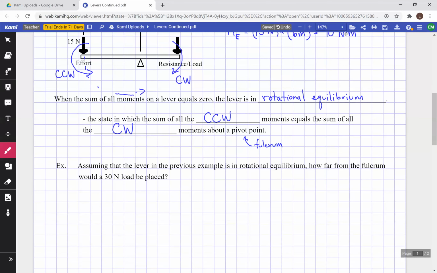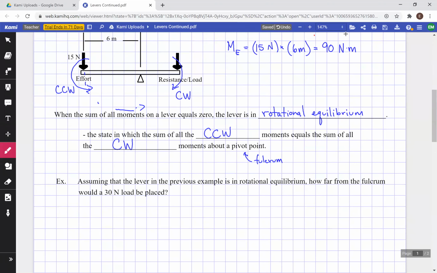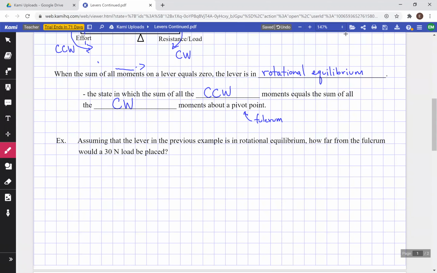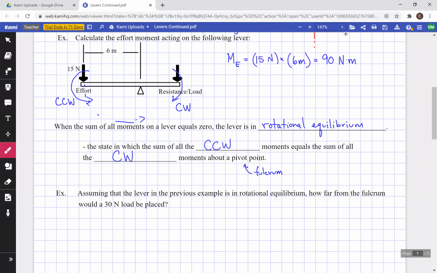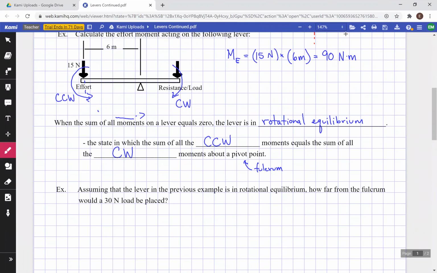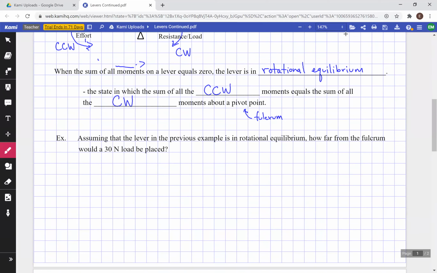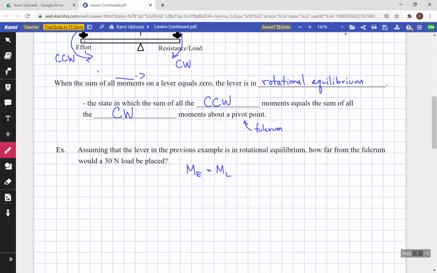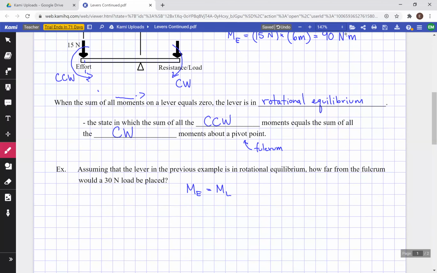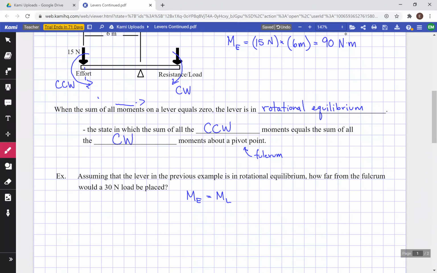Okay, so let's look at an example, or let's build off that example we were going with. So let's assume that the lever is in rotational equilibrium. So the counterclockwise moment created by the effort is equal to the counterclockwise moment created by the load. So the moment created by the effort is equal to the moment created by the load force. How far from the fulcrum would a 30 Newton load be placed if we're in rotational equilibrium?